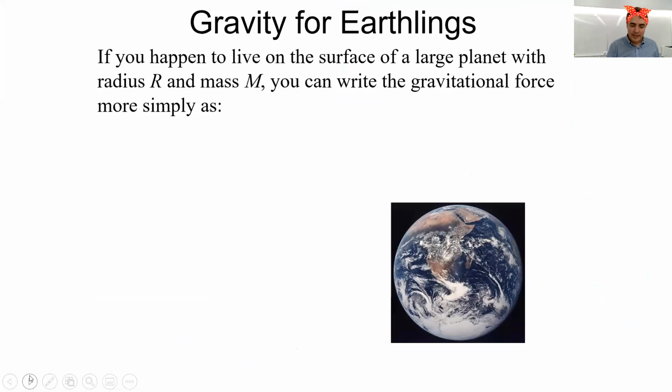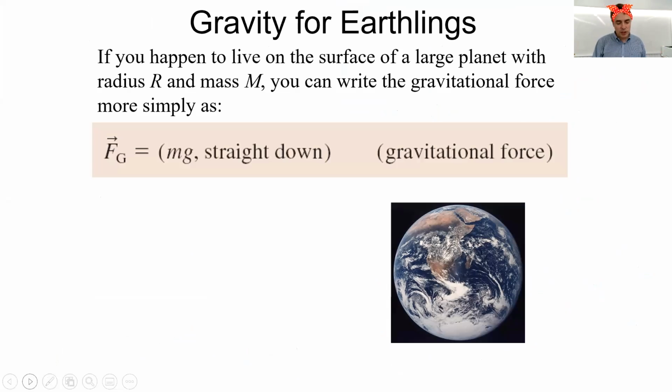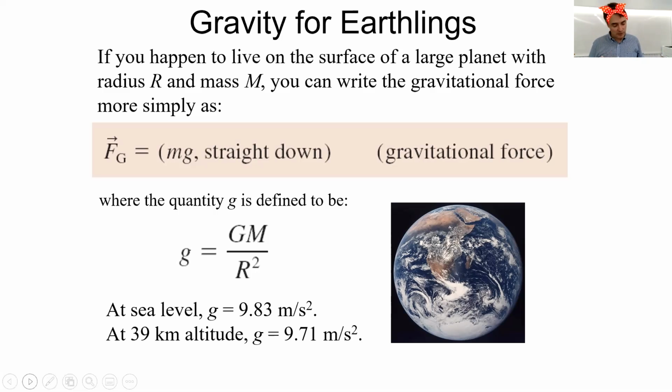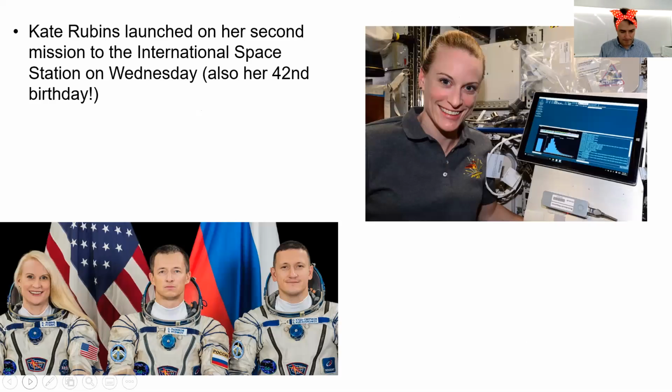That's the whole idea, right? If you happen to live on the surface of a large planet with radius r and mass m, you can write the gravitational force simply as F equals mg, where the quantity lowercase g equals uppercase G times the mass of your planet divided by the radius of your planet squared. And here on the surface of this planet, that's about 9.83 if you're at sea level, 9.71 if you're way up top of Mount Everest, about 9.8.